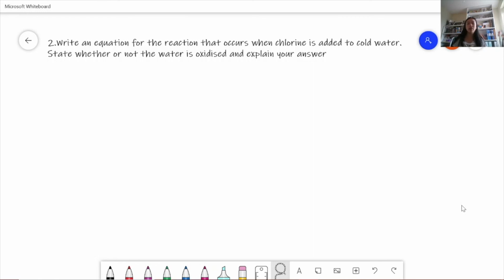So write an equation for the reaction that occurs when chlorine is added to cold water and state whether or not the water is oxidized and explain your answer. So again, this is another recall question. With this whole topic of inorganic, it's quite good to remember all the equations and what everything produces, because lots of these questions that come up will be simple recall questions. So you either kind of know it or you don't. So it's better just to memorize them all.